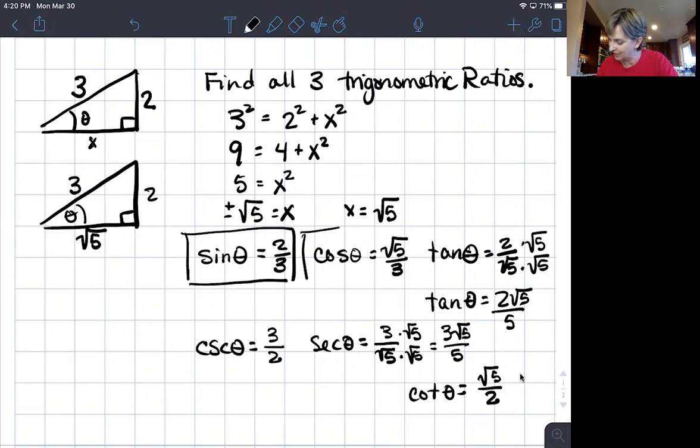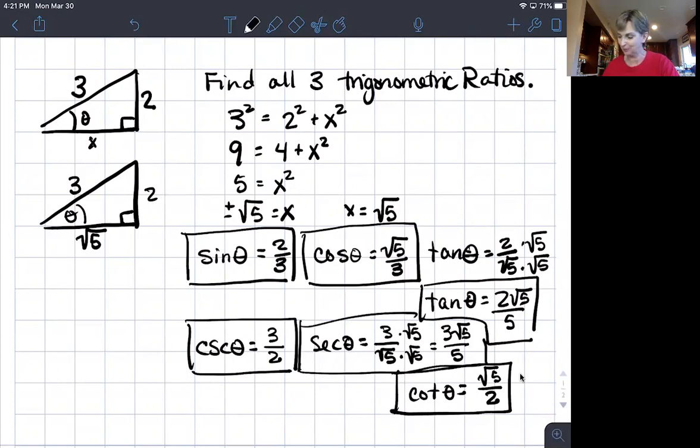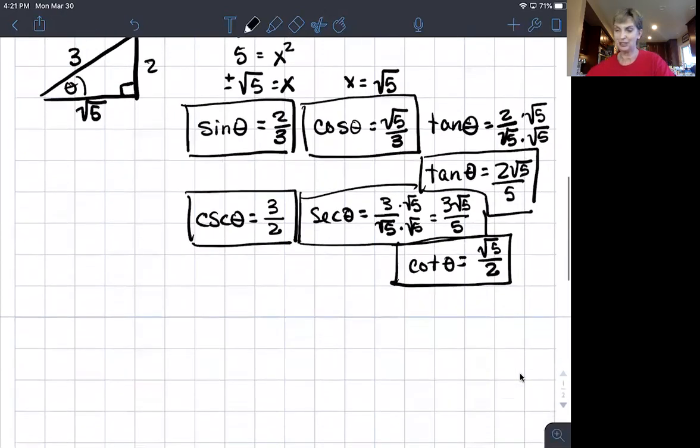There's 1, 2, 3. There's the 4th one. There's the 5th one. And the 6th was secant, and it's right there. There's 6 of them. Okay, there we go.